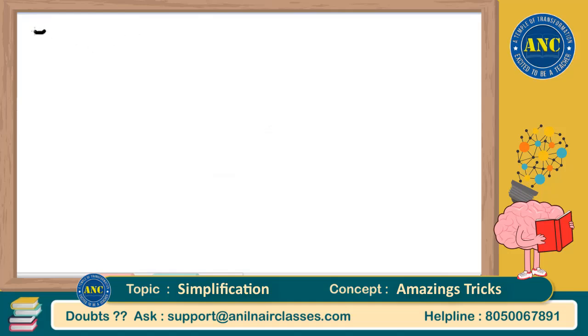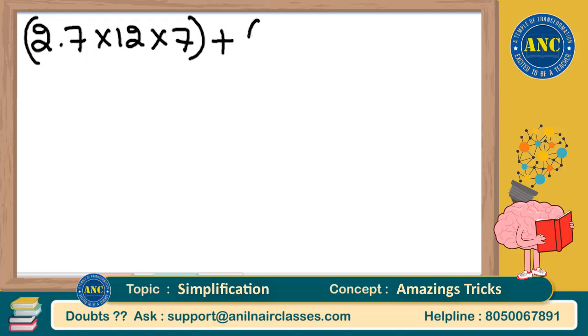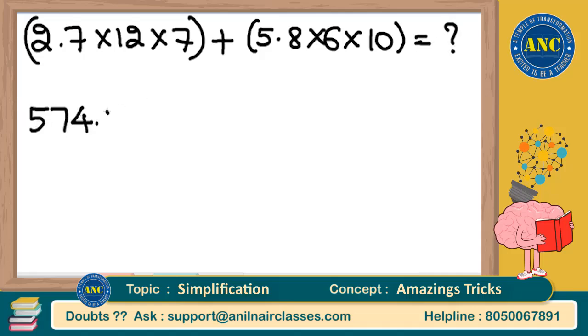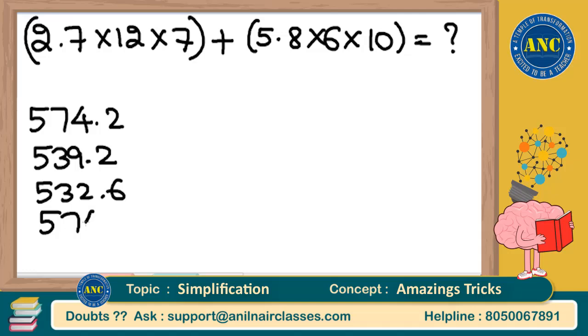Next question. See this question. Again a very beautiful question. 2.7 into 12 into 7 plus 5.8 into 6 into 10 is equal to question mark. Options are 574.2, 539.2, 532.6, 574.8, and the last option is none of these.